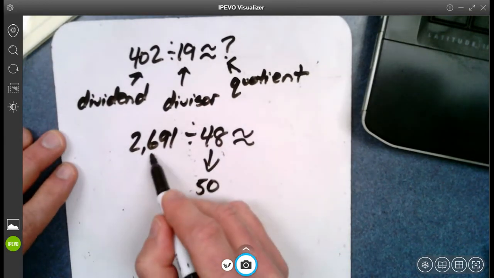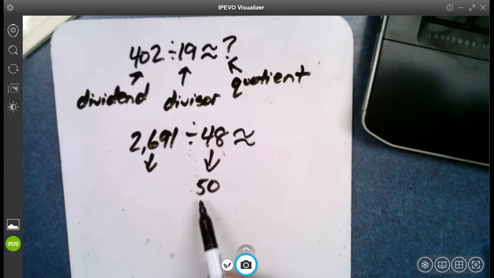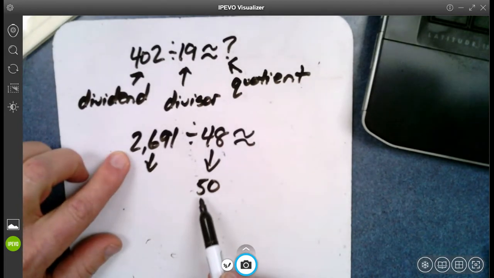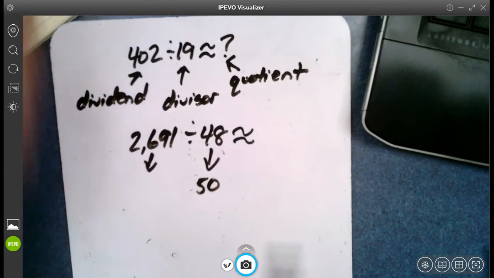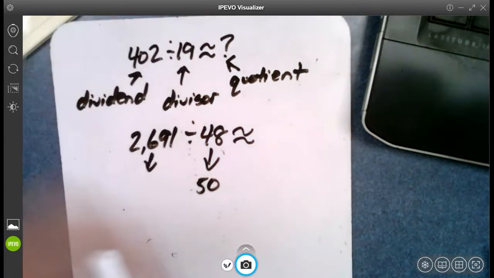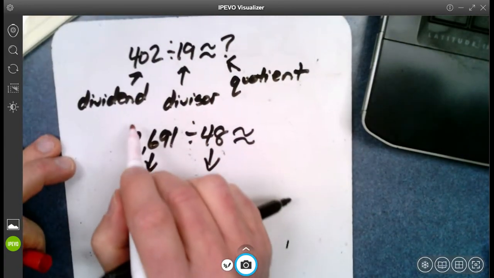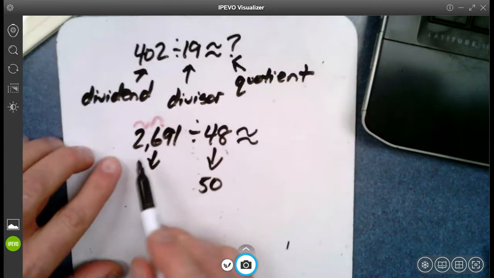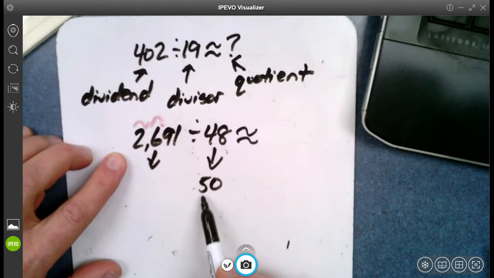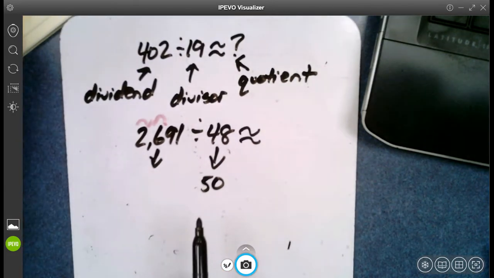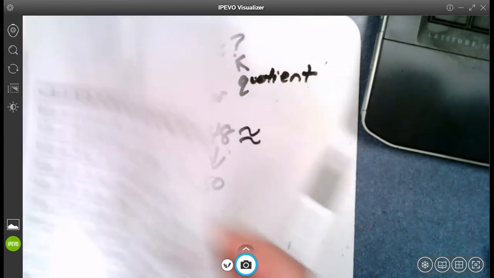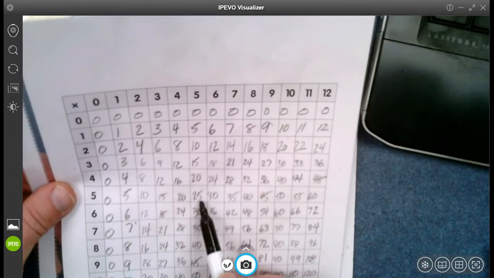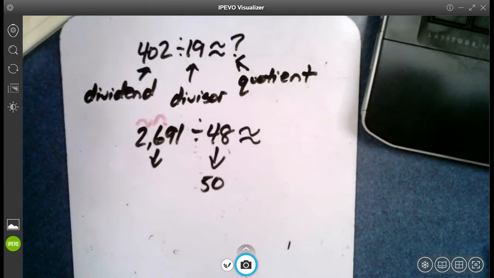Now I have to change this into something. So I think about my fives. 2 and the 5 doesn't help. So I'm going to look at the 2 and the 6 to see if that helps me. Well, so now I have 26. And I think, can 5 get to 26? Well, 5 can't get exactly to 26, but I know that 5 times 5 is 25.